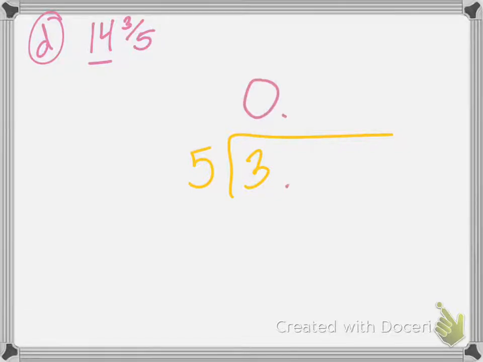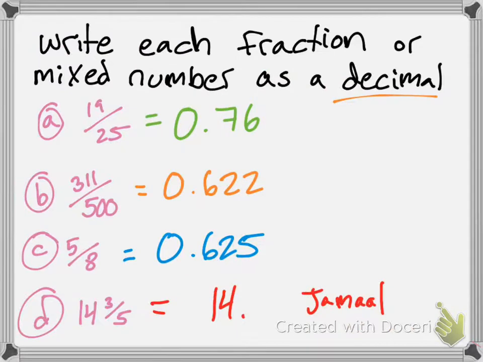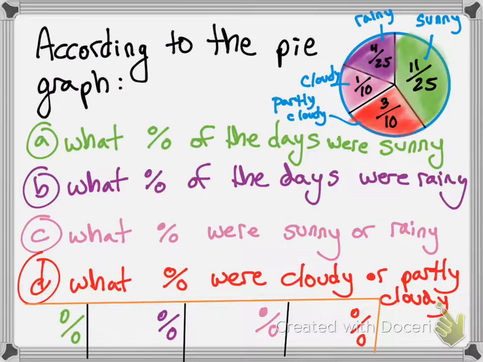5 goes into 3 0 times. 0, dot, 0. 5 goes into 30 6 times, and it's 30. There's my 0. So I just bring it right back, and I get 14 and 6 tenths. Excellent work, you guys. Here's another one.